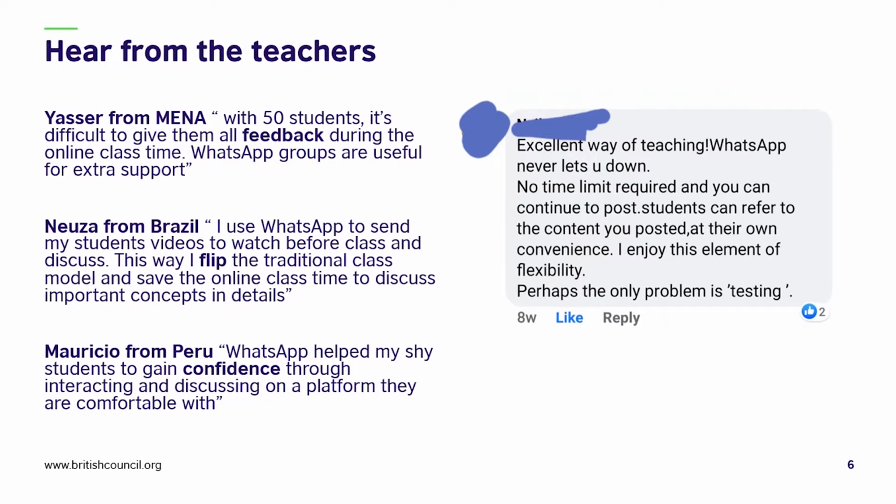Yasser, for example, from MENA, the Middle East and North Africa, thinks that WhatsApp is particularly useful for giving feedback. With 50 students in one group, it can be very difficult to give them all feedback during the online class time. So WhatsApp could be useful, especially WhatsApp groups, where you can put the students together and classify them by class, and you can use WhatsApp to provide them with extra support and to extend their time of learning beyond the online class time.